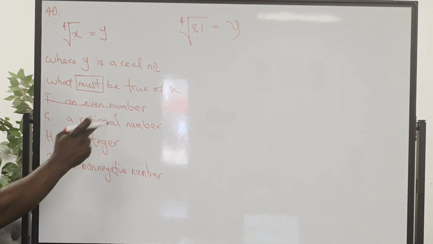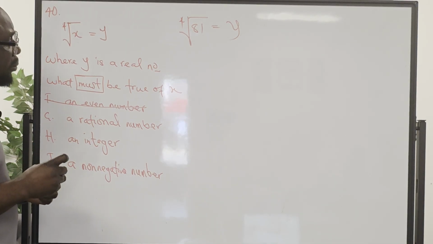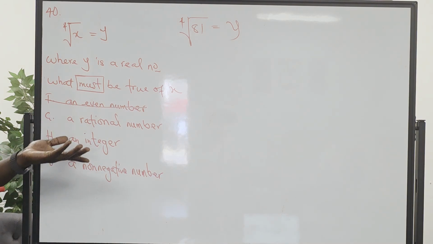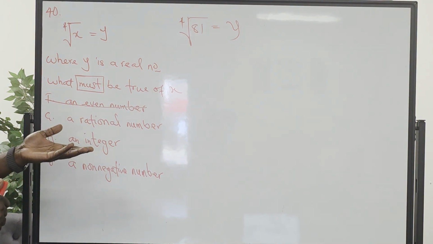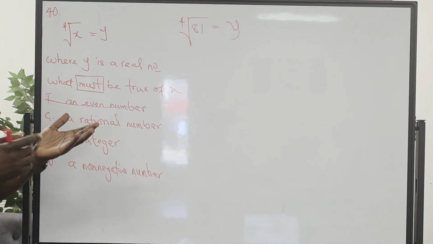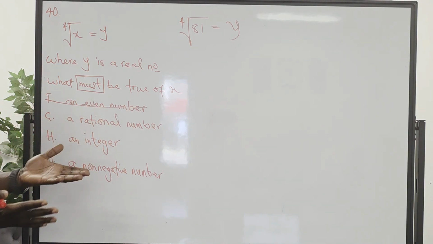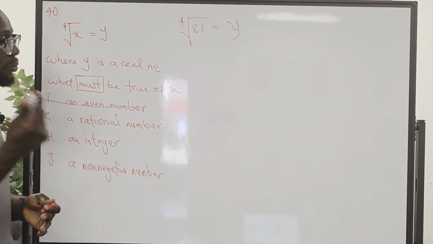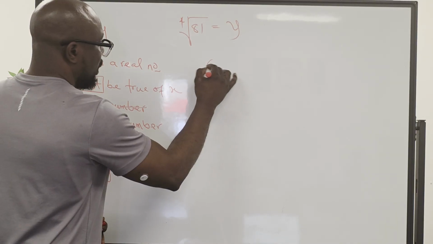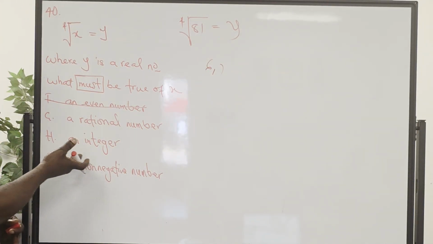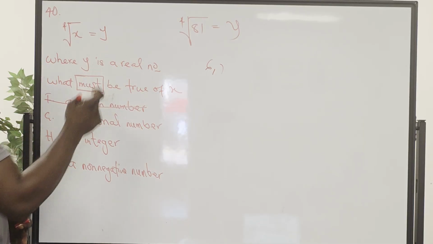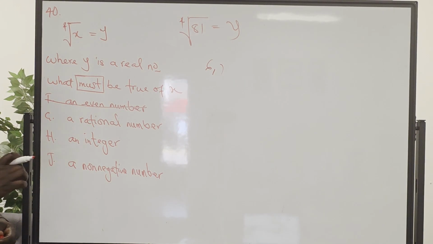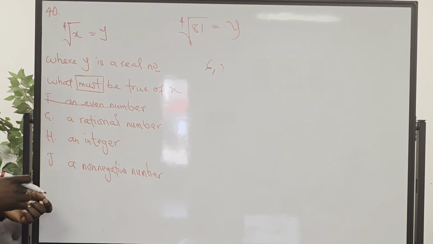They say x is a rational number. It could be a rational number. A rational number is a number that, for example, you can put on the number line. It can also be an integer. An integer is any number, for example, 6, 7, 8, whatever. So yes, it can be an integer. But they say y has to be a real number. A real number can also be represented on a number line, right?